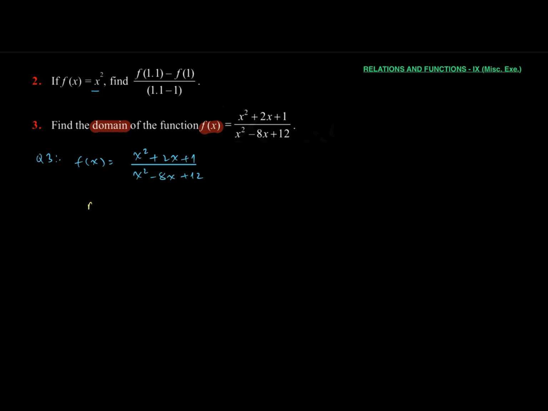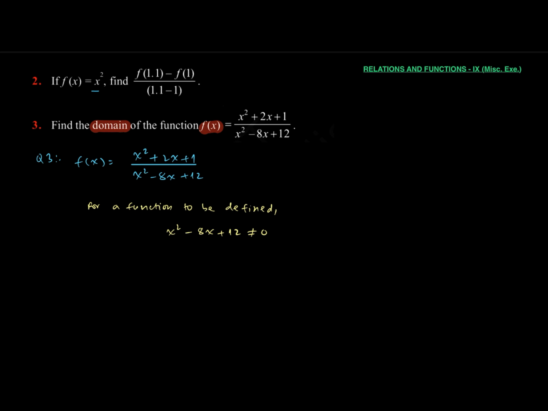We know that for a function to be defined, denominator cannot be equal to 0. That is, x squared minus 8 times x plus 12.